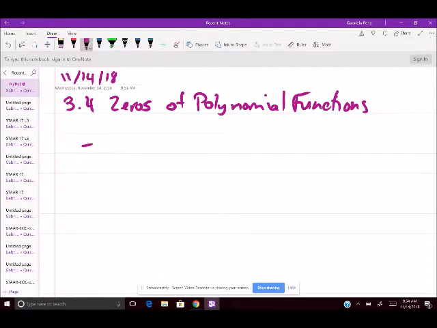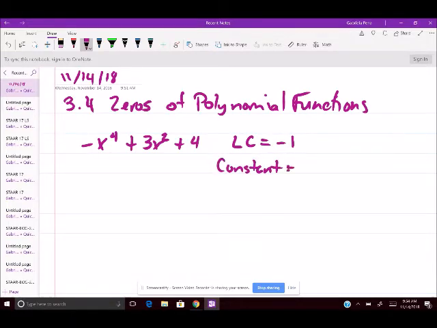If given, and we're just going to go over one little thing here. If I were to give you this, and I were to ask you, who is your leading coefficient? What would your answer be? -1. So the leading coefficient is a -1. Who is your constant? 4. So for the first few problems, we're going to have to know what a leading coefficient is and what a constant is. So that's the main thing.